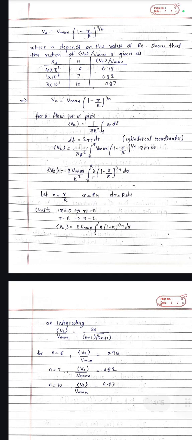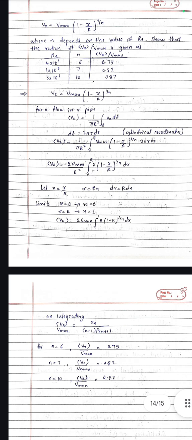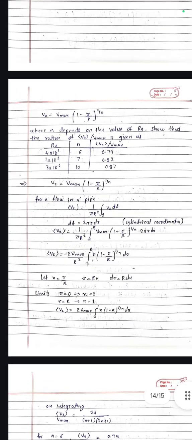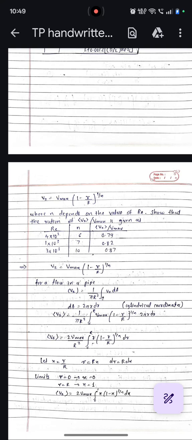Now we have to solve this integration. For that we assume x is equal to r by capital R, and from this we get r is equal to capital R into x. Now differentiating this, we get dr is equal to R into dx. Now our limits are: at r is equal to 0, x is equal to 0, and at r is equal to capital R, x is equal to 1. On integrating this, we get Vz by Vmax is equal to 2n squared by (n plus 1)(2n plus 1). Now putting different values of n, we get the values of Vz by Vmax, and these values match the values given in the question. So hence our question is proved.